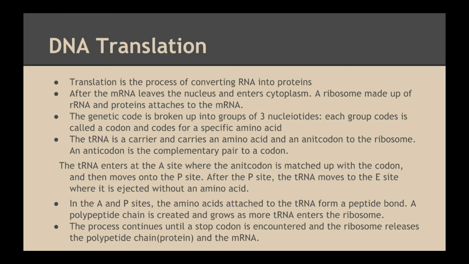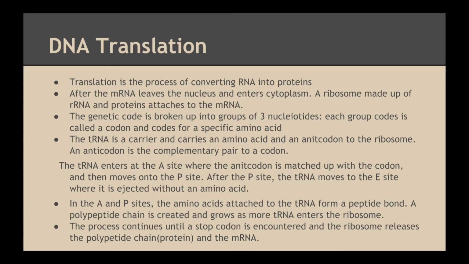During translation, the mRNA moves from the nucleus into the cytoplasm. A ribosome consisting of rRNA, ribosomal RNA, and proteins attaches to the mRNA. The genetic code of the mRNA is broken up into a group of 3 nucleotides, each group that codes for a different amino acid. Each one of these groups is called a codon.